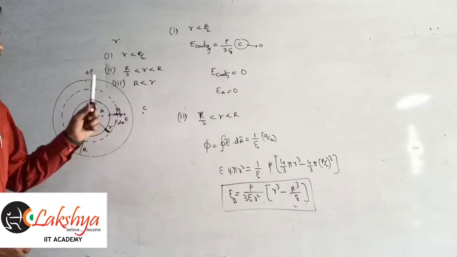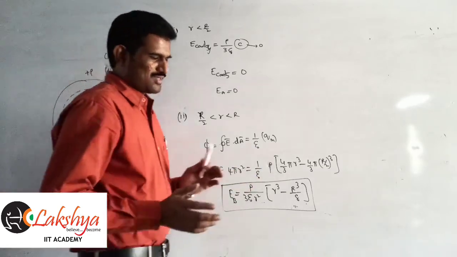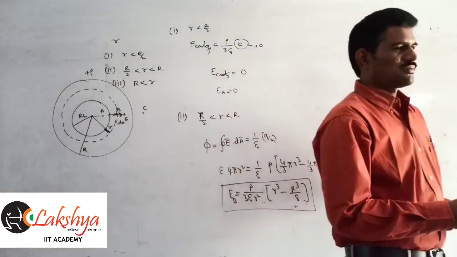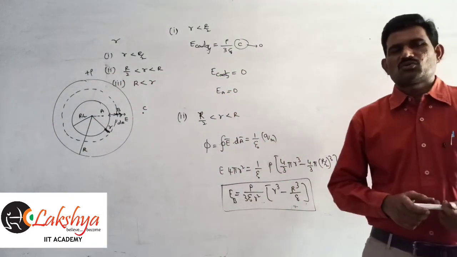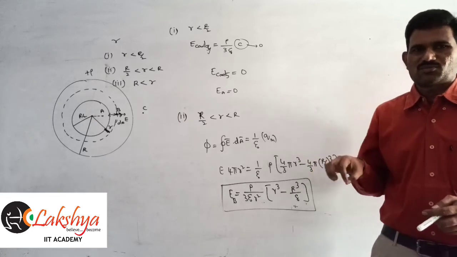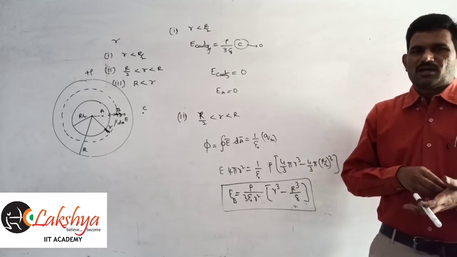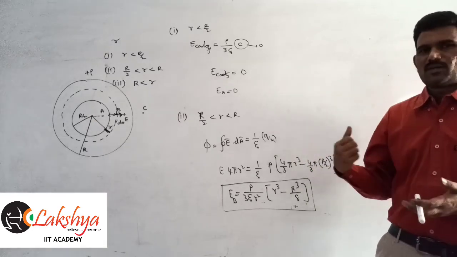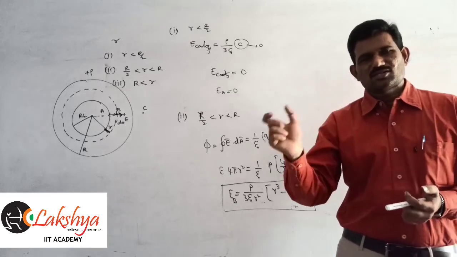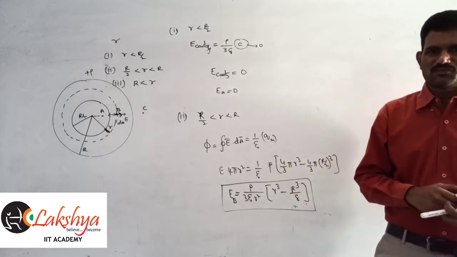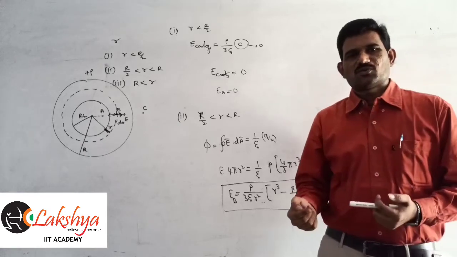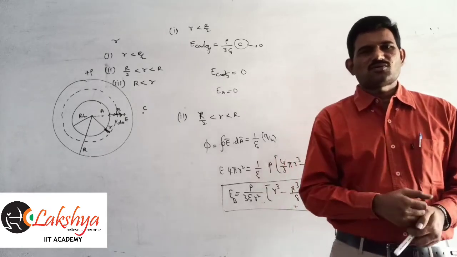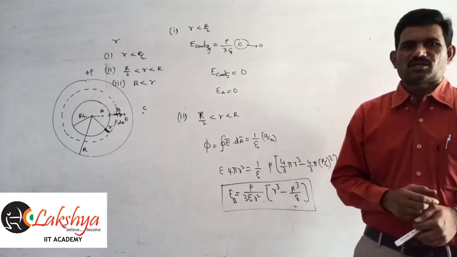So these are some problems based on this cavity. All these problems you can solve easily if you understand these concepts. Inside the cavity, the field is rho by 3 epsilon naught into C, where C is the distance from the center of the cavity to the center of the sphere. And if the charge is positive, then the direction of the electric field is from the center of the sphere to the center of the cavity. If it is negative, it will be the opposite direction.